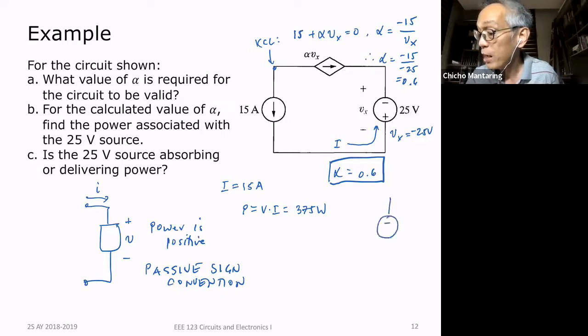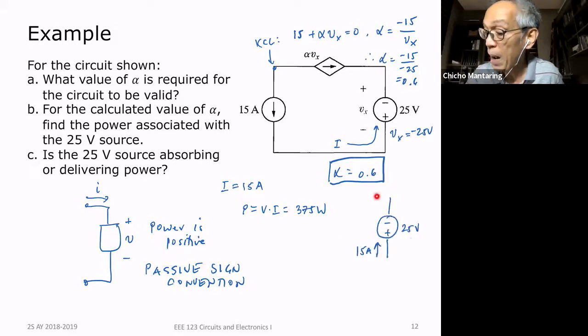We have a 25-volt source and you have a 15 ampere current. So this is consistent with the passive sign convention. Your current is entering the positive terminal. Therefore, your power is positive. So the question is the 25-volt source absorbing or delivering power?